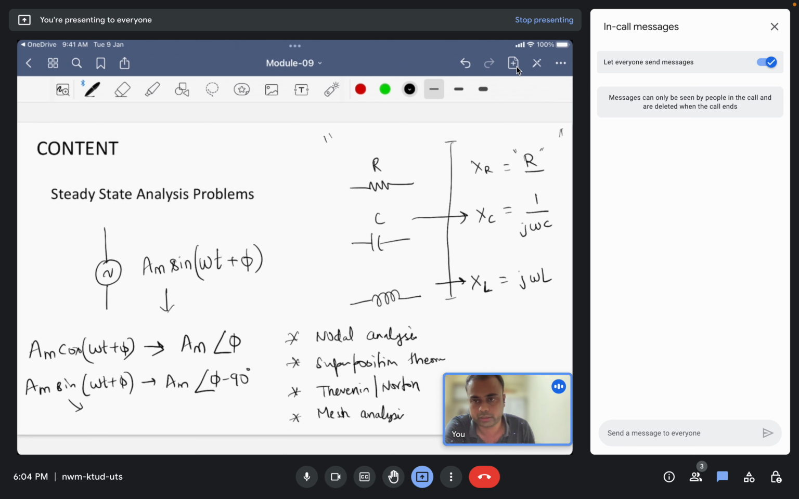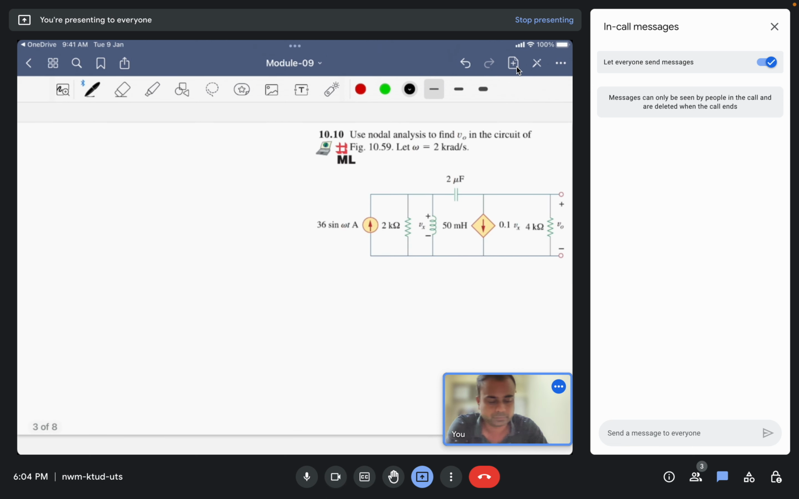Without wasting any time, we'll move to the first problem. In the given question, we have to use nodal analysis to find V0 in the circuit for the given figure, where the frequency is 2 kiloradians per second. So omega is given, and our circuit has a dependent source also, and we have to use nodal analysis to calculate V naught.